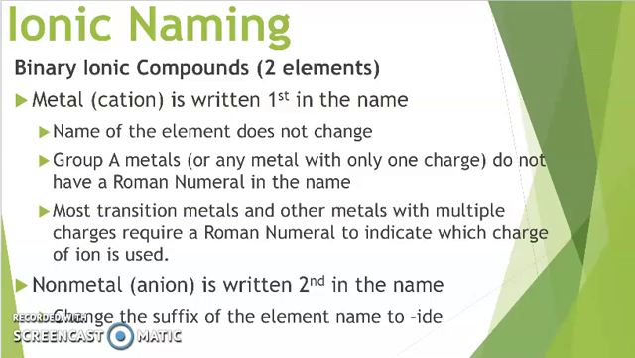Your nonmetal anion is written second in the name, so you change the suffix of the ending of that element to "ide". So if I had iodine, I would switch it to iodide. If I had oxygen, I would switch it to oxide. If it was nitrogen, I would switch it to nitride. So the only one that you switch the ending of the name is the anion, the negatively charged nonmetal.